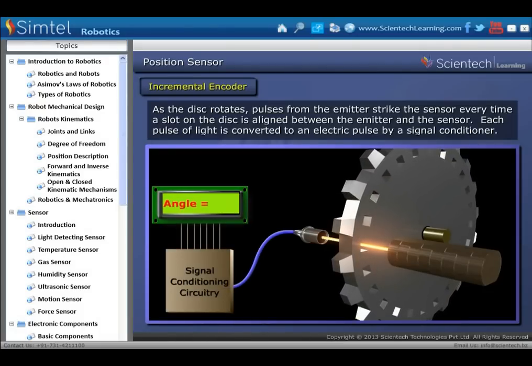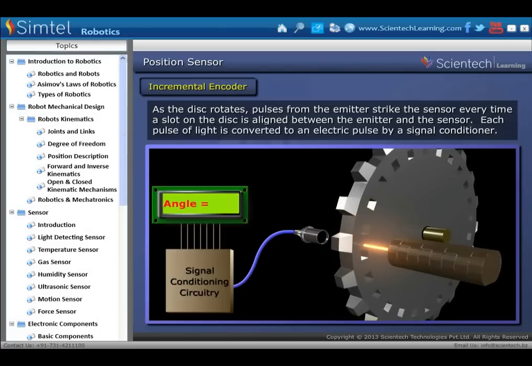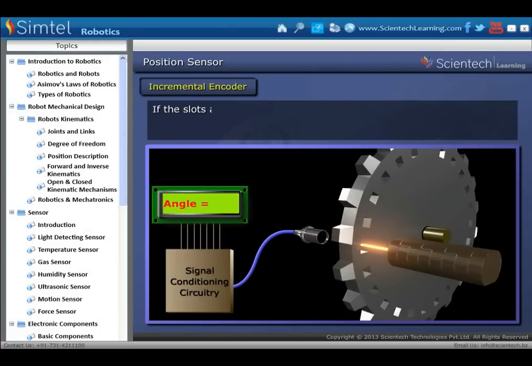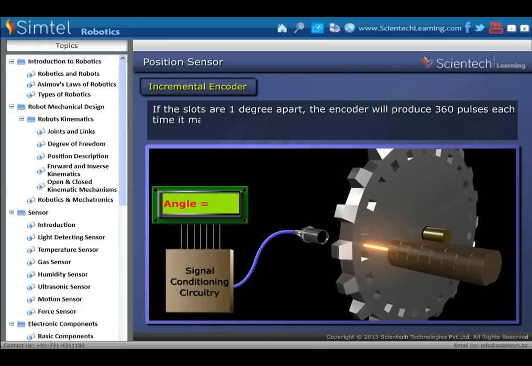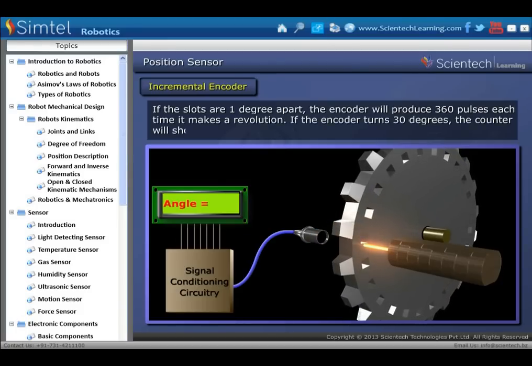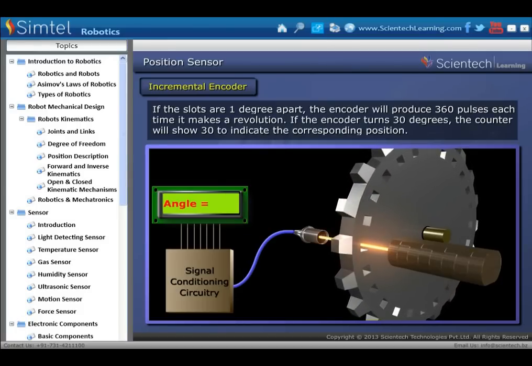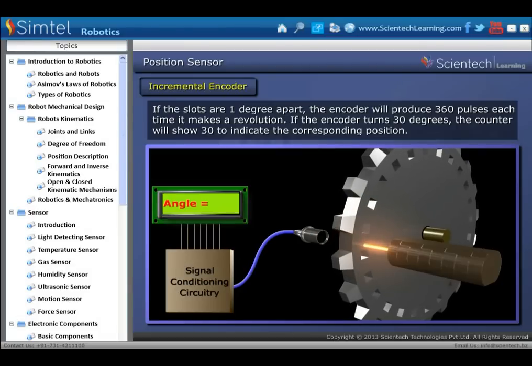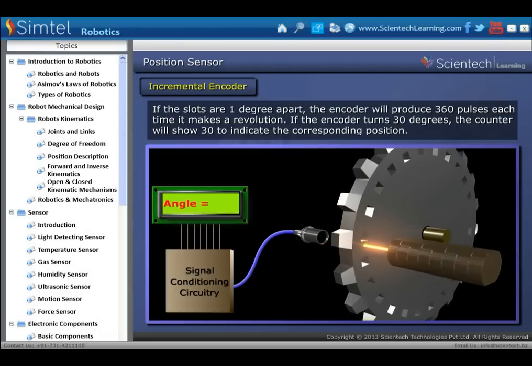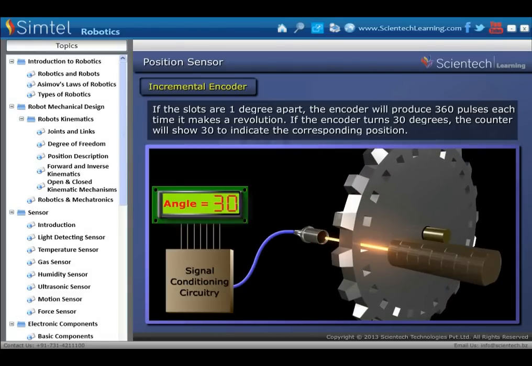Each pulse of light is converted to an electric pulse by a signal conditioner. If the slots are 1 degree apart, the encoder will produce 360 pulses each time it makes a revolution. If the encoder turns 30 degrees, the counter will show 30 to indicate the corresponding position.